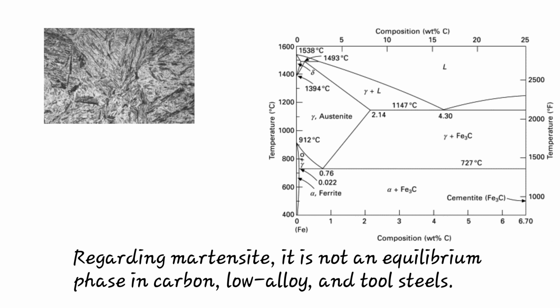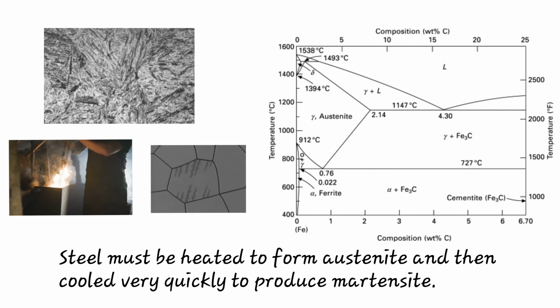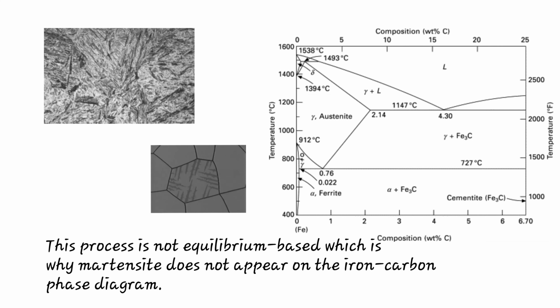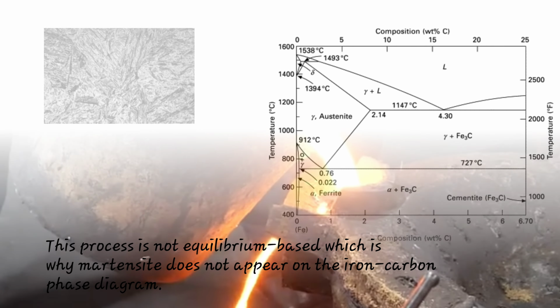Regarding martensite, it is not an equilibrium phase in carbon, low alloy, and tool steels. Steel must be heated to form austenite and then cooled very quickly to produce martensite. This process is not equilibrium-based, which is why martensite does not appear on the iron-carbon phase diagram.